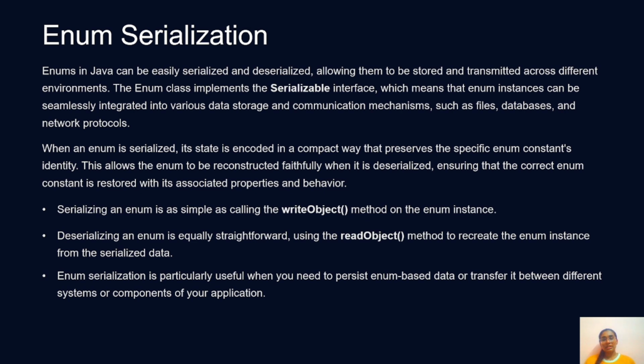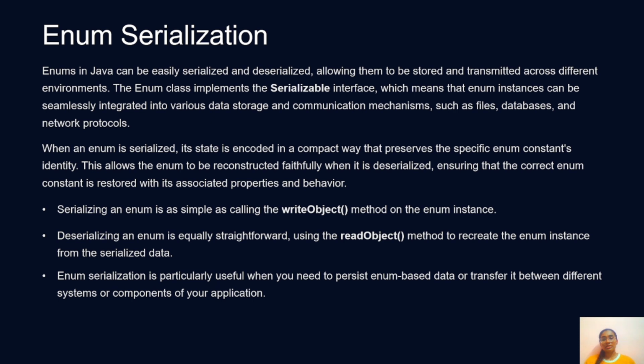When an enum is serialized, its state is encoded in a compact way, which preserves a specific enum constant's identity. This allows the enum to be reconstructed faithfully when it is deserialized, ensuring that the correct enum constant is restored with its associated properties as well as the behavior.